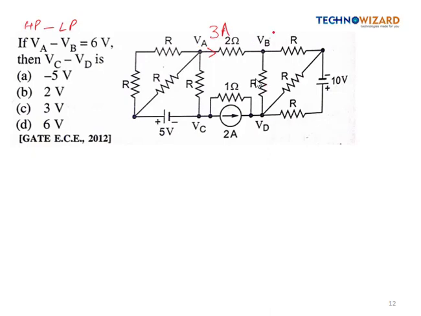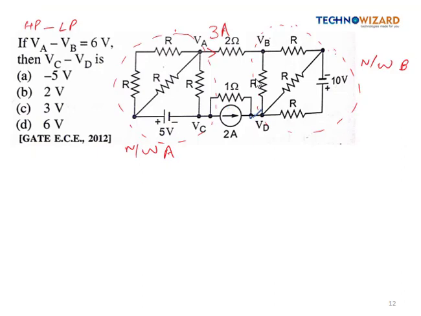So we know that suppose this is network B and this is network A. If 3 ampere current is entering this network, then the 3 ampere current must come out in order to satisfy the KCL, because charge can neither be created nor be destroyed. So if the 3 ampere current is entering this network B, so obviously 3 ampere will come out from here.